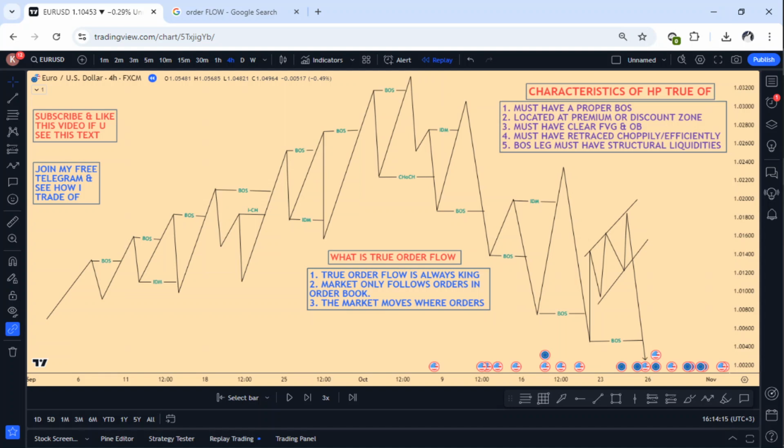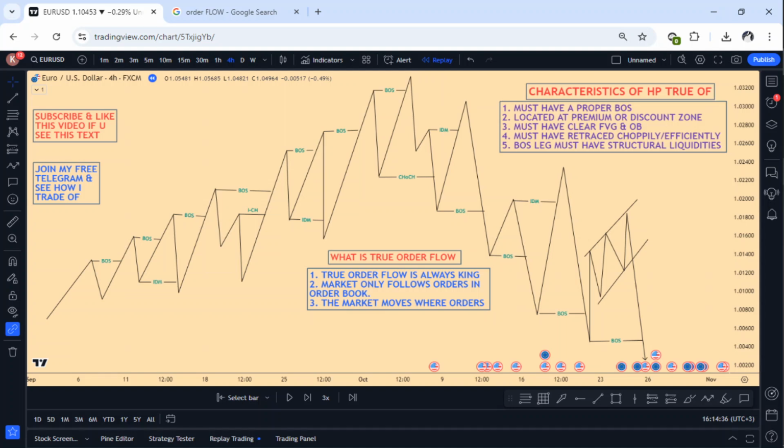So what you need to know is that true order flow entails you understanding the market dynamics such that you are able to anticipate where the big players, institutions, banks, and hedge funds are likely to be placing their orders.